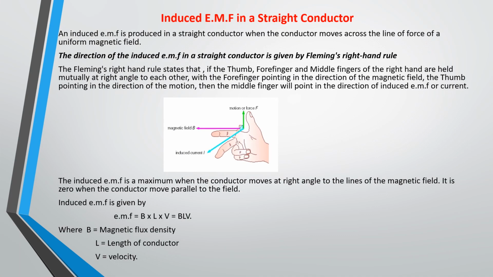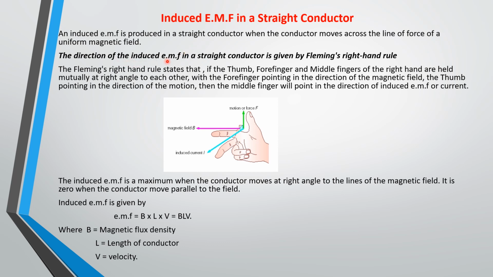So the induced EMF. An induced EMF is produced in a straight conductor when the conductor moves across a line of force of a uniform magnetic field. Alright, so in that instance, the conductor is the core, is the solenoid. So if the solenoid moves in a magnetic field, if it moves across a magnetic field, an induced current is produced.